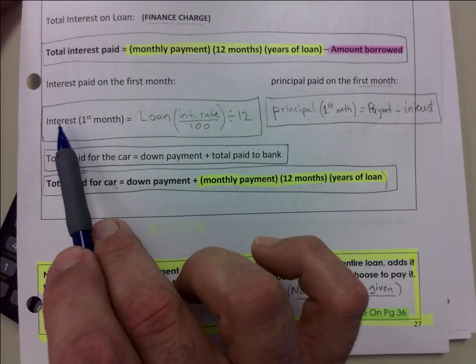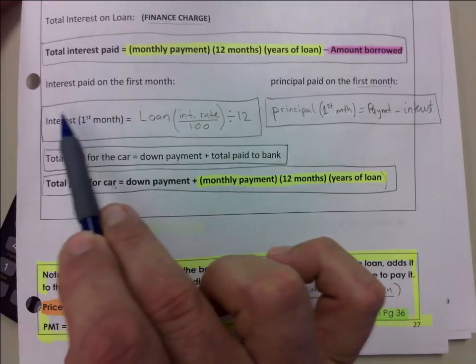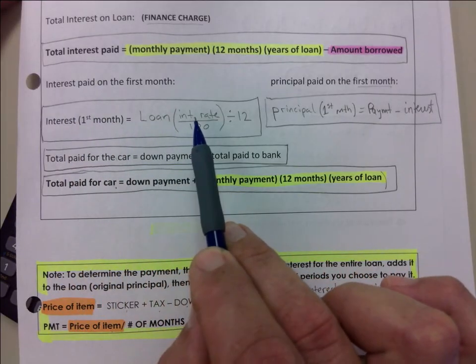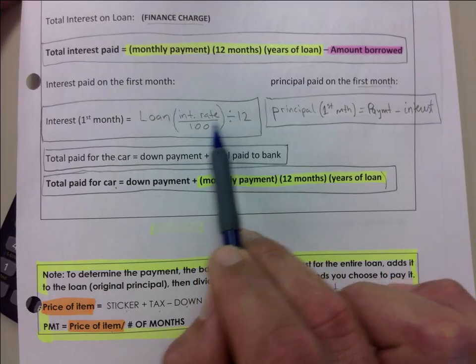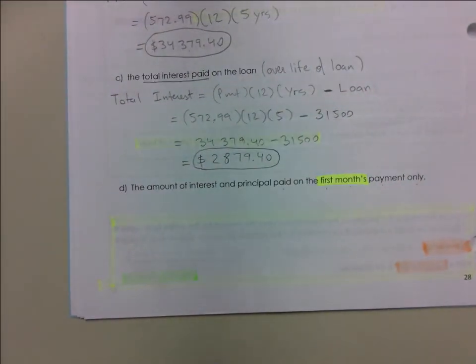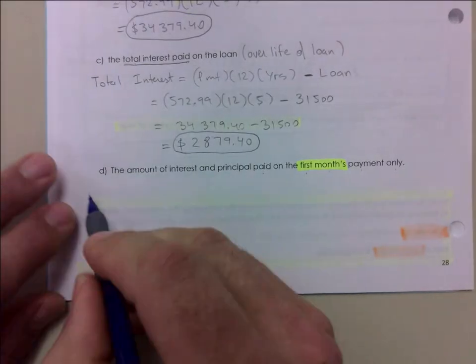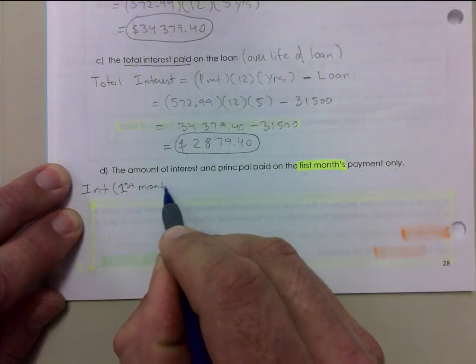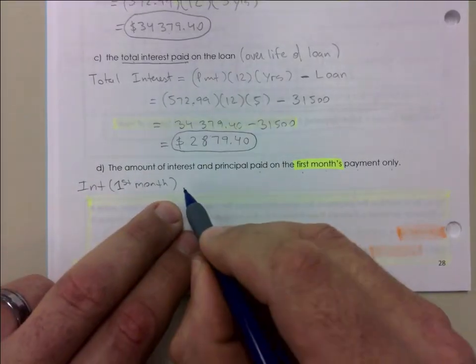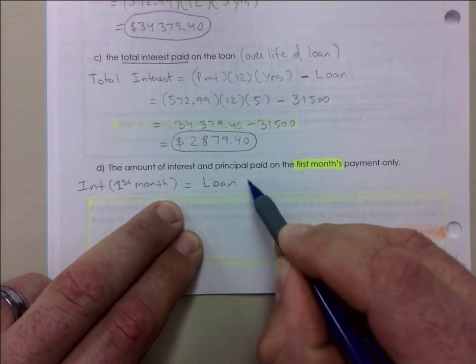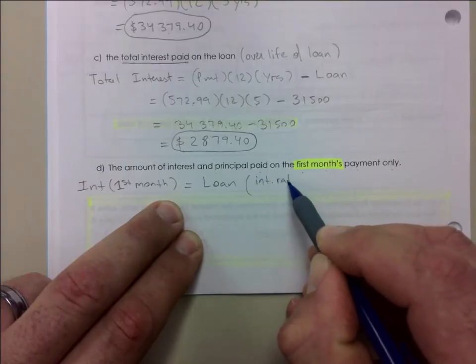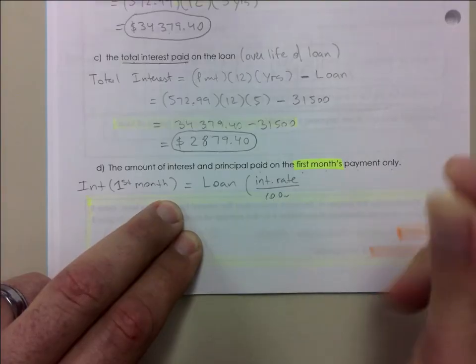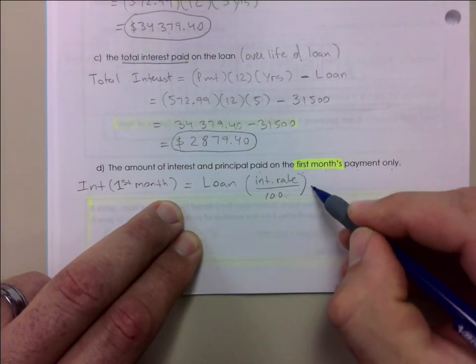If it says I want you to have interest first month, you have to take the loan times the interest rate divided by 100 divided by 12. So this is the formula. I don't know if you remember I equals PRT, simple interest from last year. That's where this formula is coming from. So interest first month, after a while, you're not going to have to write this down necessarily, but I want to make sure it's the loan times the interest rate divided by 100, divided by 12.